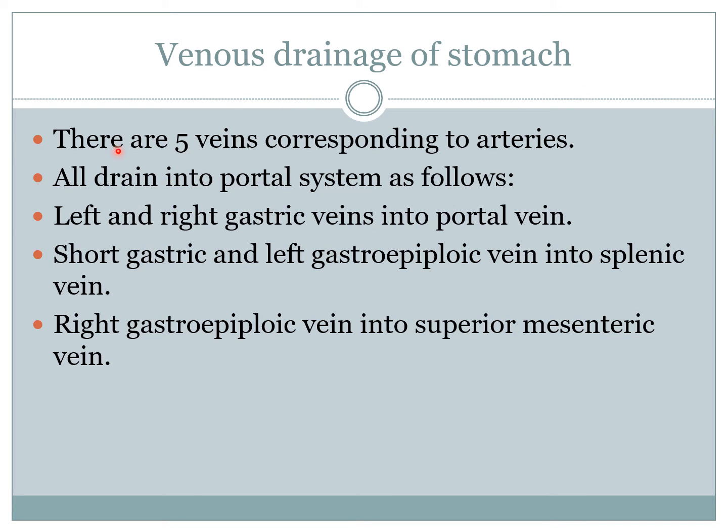So for venous drainage, there are 5 veins corresponding to the arteries. All drain into the portal system as follows. The left and right gastric veins drain into the portal vein.